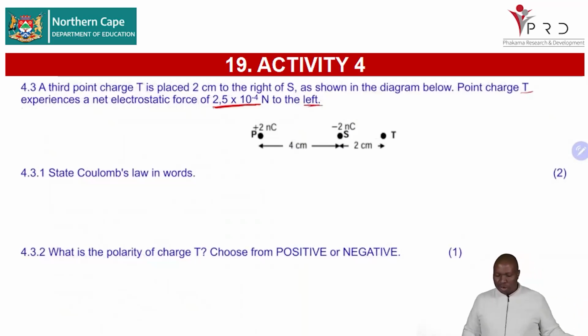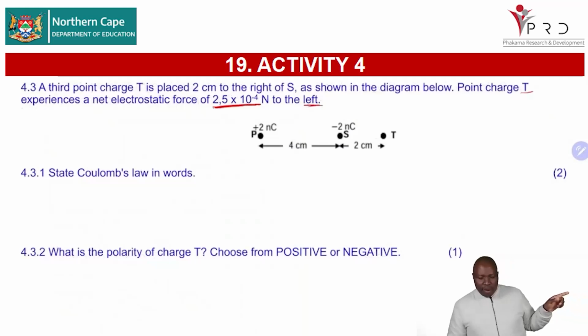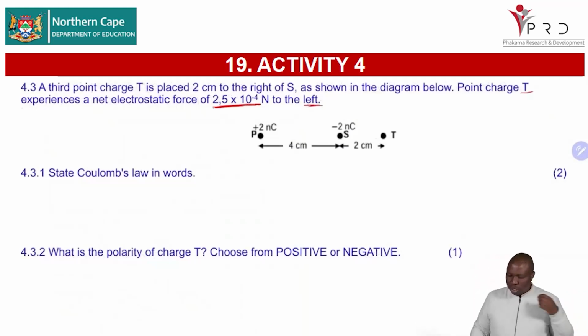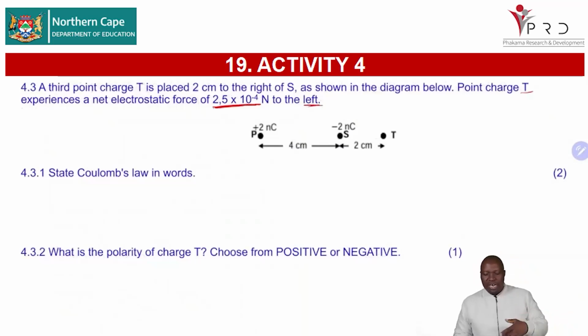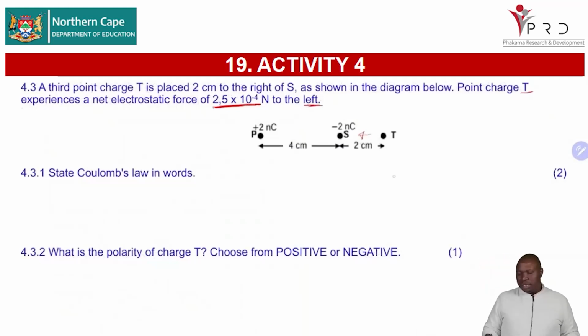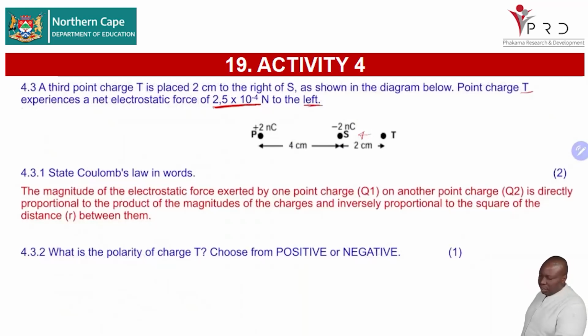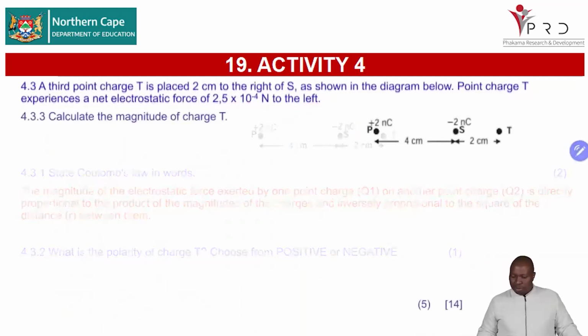That is very important, because if it's towards S, it means it's being attracted there, which will tell us what type of charge T is. If the electrostatic force is going towards the left, then you know that there is attraction that side, so it must be a different charge from the negative that we're having. State Coulomb's law. By now, I think you are seeing it. You state Coulomb's law, and that is for your 2 marks. Now, what is the polarity of charge T? Definitely, you will know that this must be a positive charge. So you're able to say it's a positive charge.